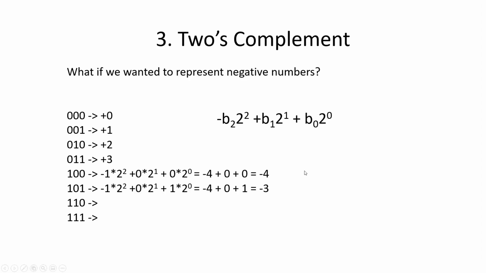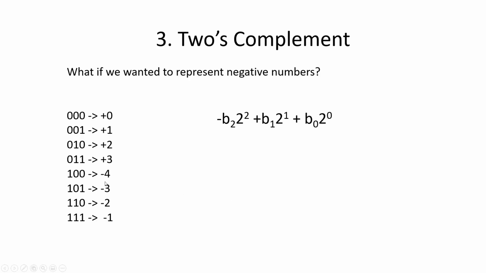Just one more quick example. For 1, 0, 1, I still have B2, the leftmost bit, is 1. So -1 times 2 squared. And then I get a 0 times 2 to the first power. And then there's a 1 here, so plus 1 times 2 to the 0. So this translates to -4 plus 0 plus 1. And when I add those together, I get -3. And I'll leave the rest of these for you guys to do as an exercise, but 4, 3, 2, -1.